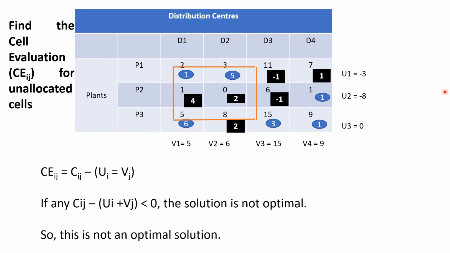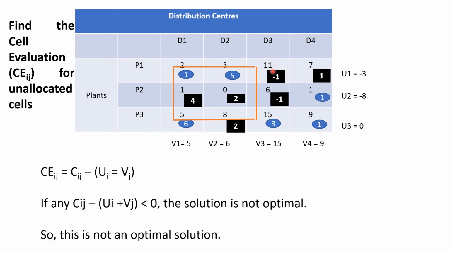Now I would like to show you one more thing here. Out of these, two cell evaluations are negative. That means they want to come into my solution. If both cell evaluations have the same negative value, I can choose arbitrarily either of the two. In this case I have chosen this cell.